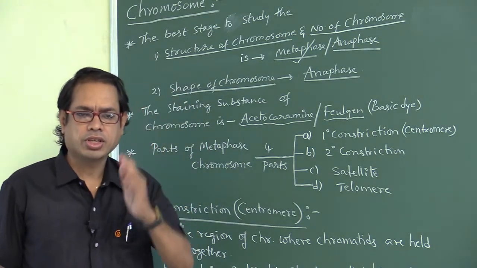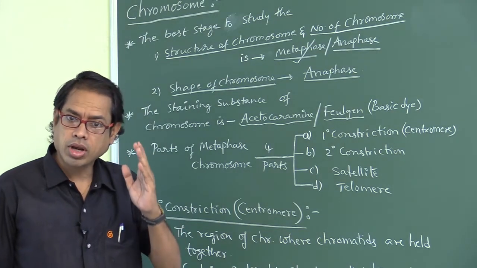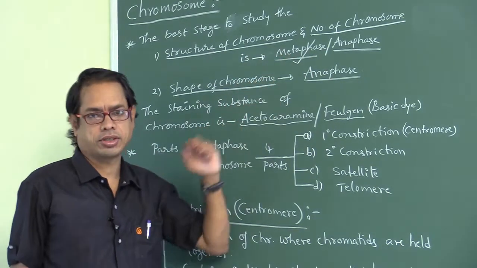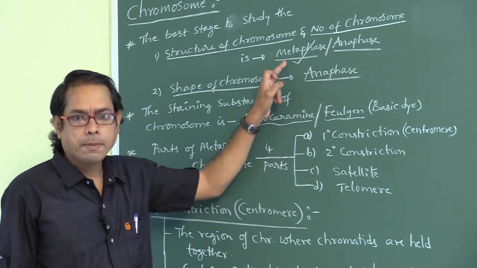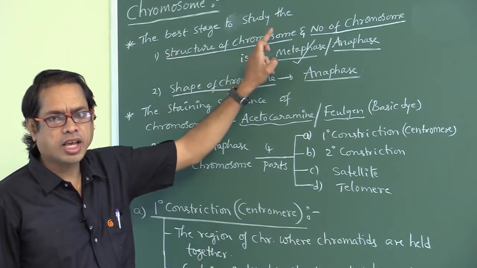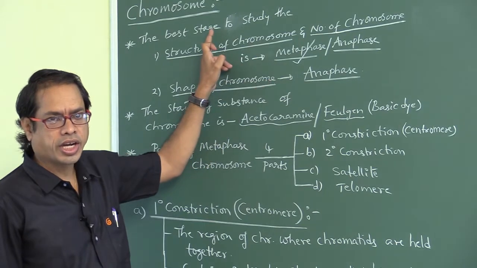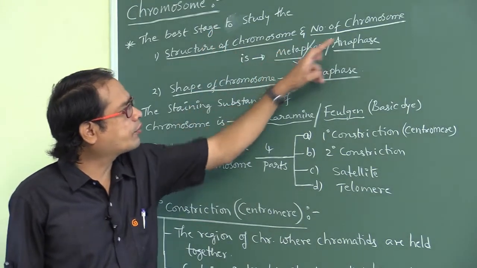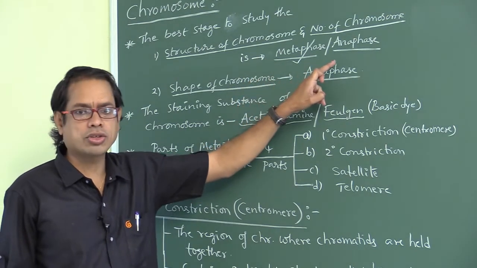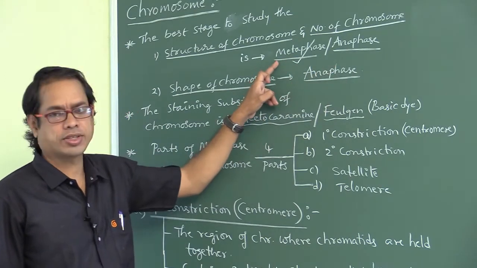The best stage to study the structure of a chromosome, and to study the number of chromosomes, is metaphase or anaphase. Of these two, which one is better? Metaphase is better. Anaphase is also correct, but of these two, the better option is metaphase.